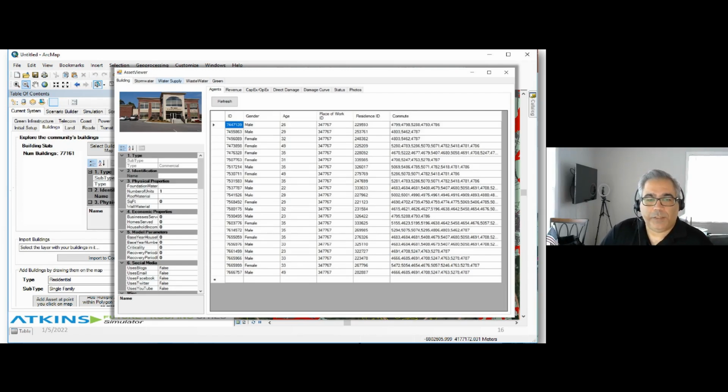But each agent here has a commute path. So these numbers are indexes of the roads, segments of roads that are taken by that person to get to work every day. And because we have that information, we have a powerful way of understanding, when events occur, which parts of the city are impacted, and we can quantify that impact.